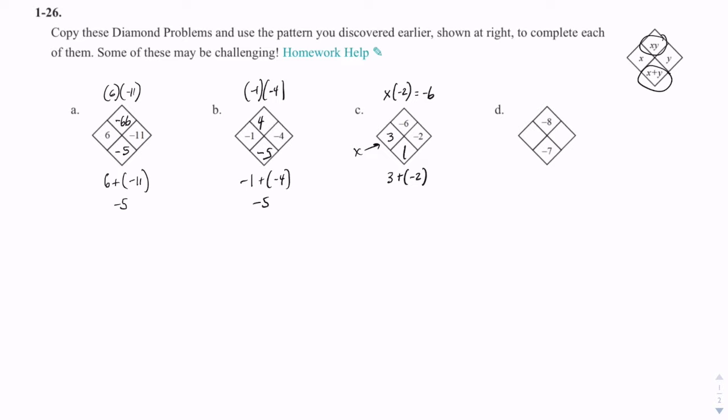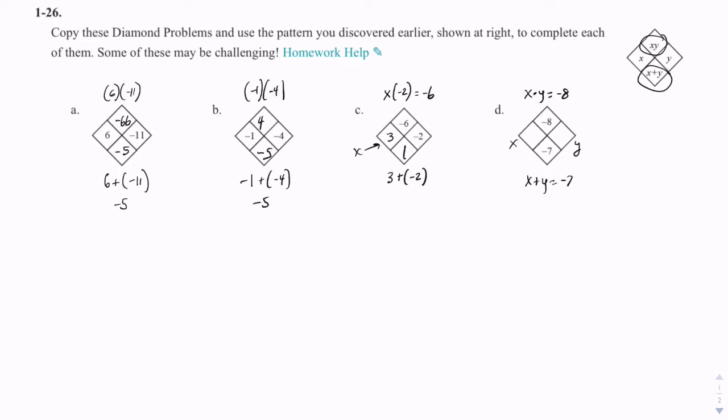And for the last one, if this is x and this is y, they're saying x plus y equals negative 7. And for the top, x times y equals negative 8. So to multiply two numbers and get a negative, that means one of them is positive and one of them is negative, right?